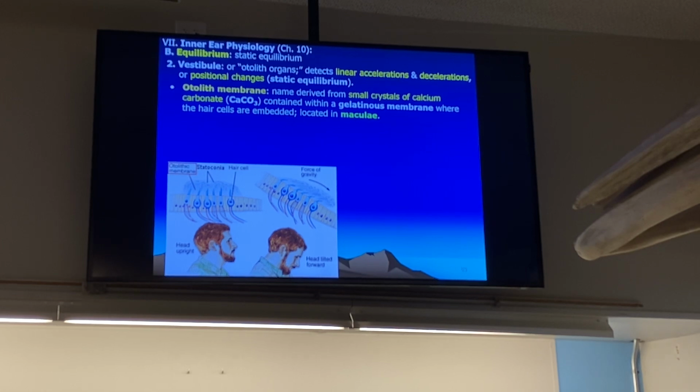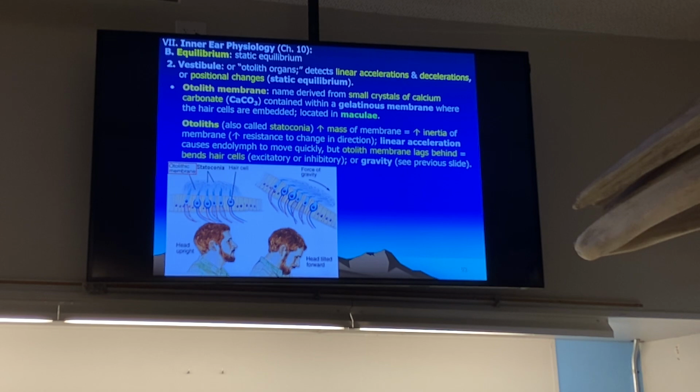It's one for the utricle, one for the saccule. And this is talking about the otoliths or statoconia. It's going to increase the mass, increasing the inertia. This is what gravity is grabbing onto, because remember, gravity is mass dependent. Like when we were doing filtration, you guys remember that in one of the first labs?